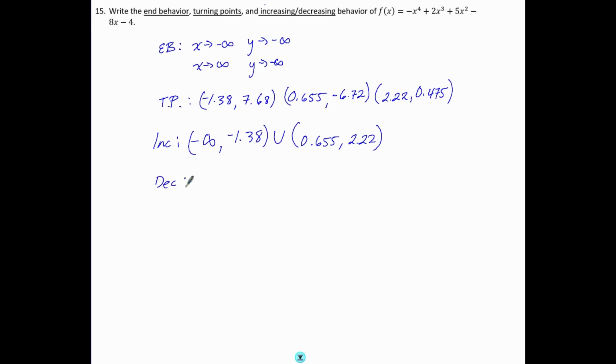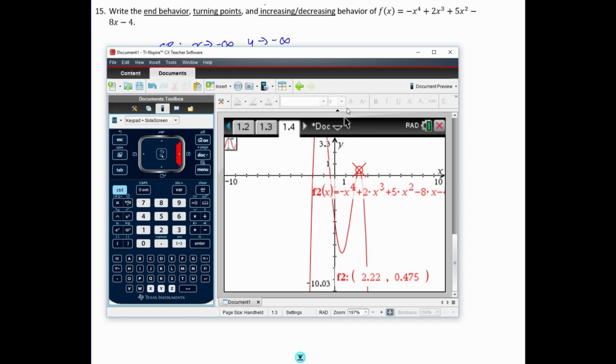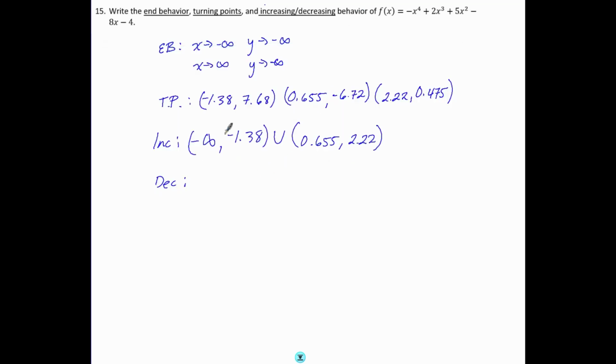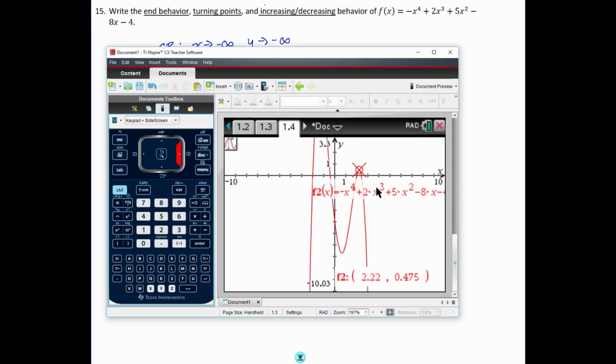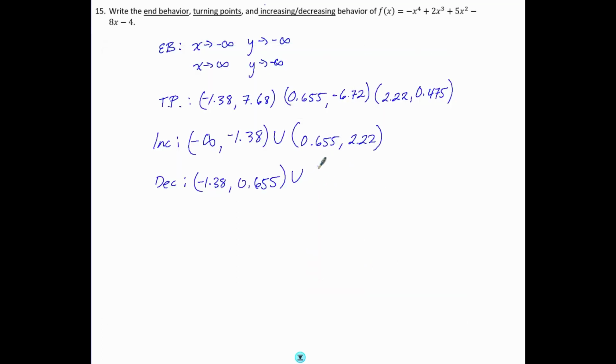And then the decreasing behavior, where's the function going down? Well, it's going down from the maximum to this minimum. So negative 1.38, the x value of the maximum is here, and then 0.655. And then it keeps going down on the right side from this maximum, and it just never stops going down, never stops decreasing. So that's going to be to infinity. So union 2.22 comma positive infinity. Those are the decreasing points there.